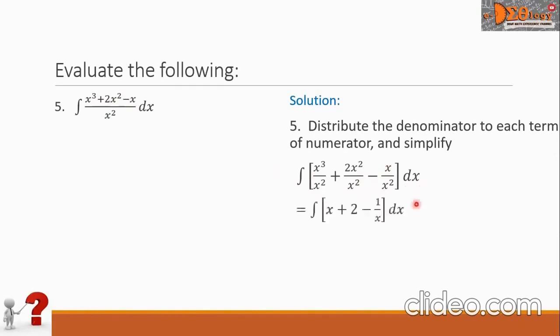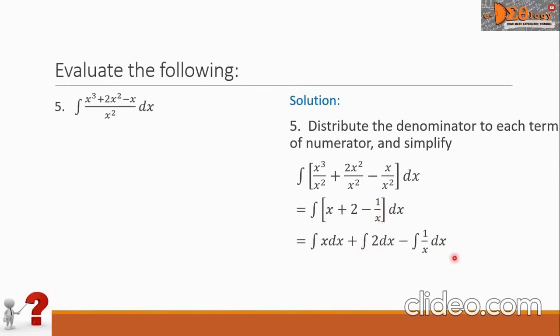Simplifying each fraction, we have now the integral of x plus 2 minus 1 over x, and then dx. So we have the integral of x dx plus the integral of 2 dx minus the integral of 1 over x dx.